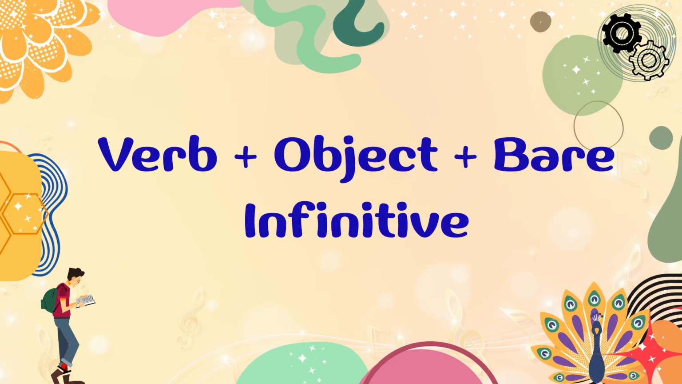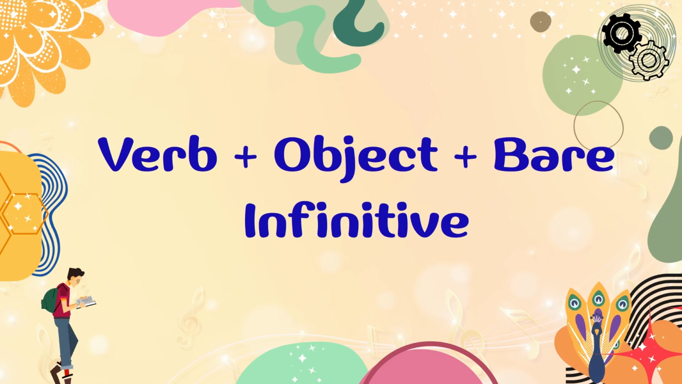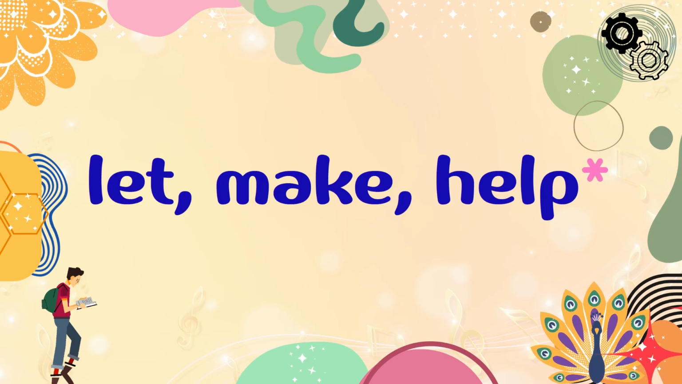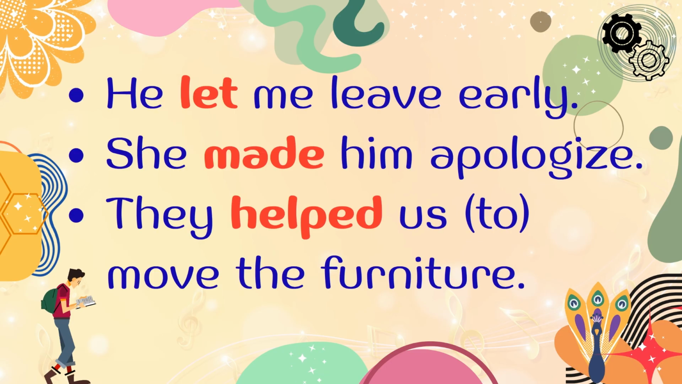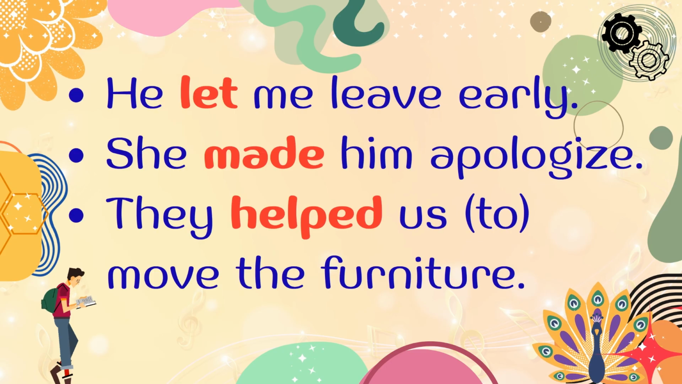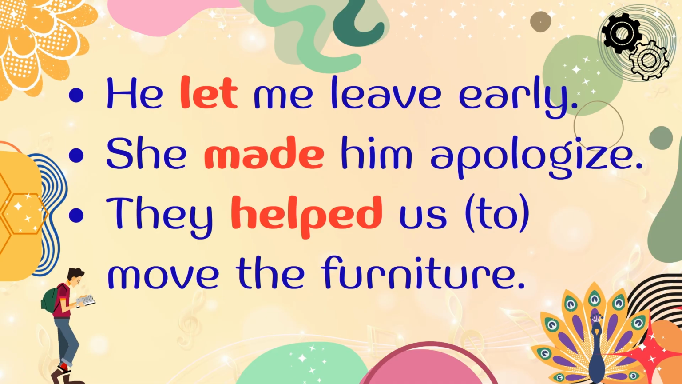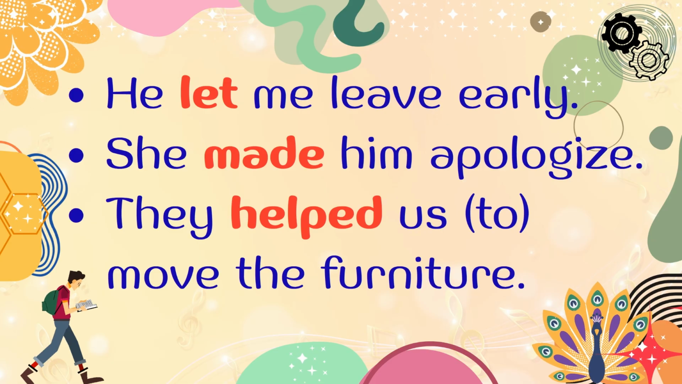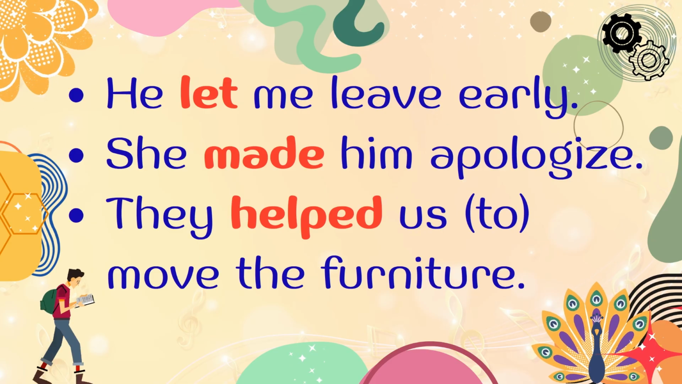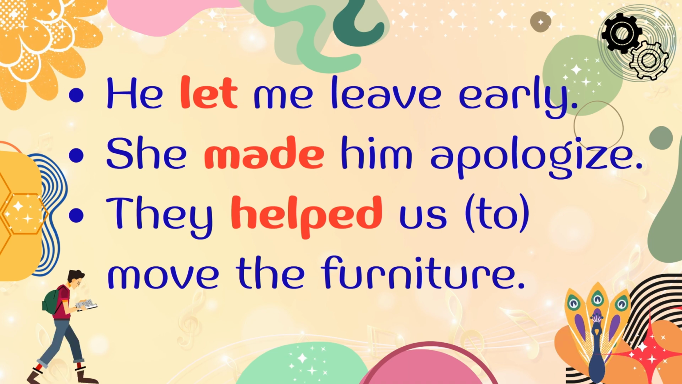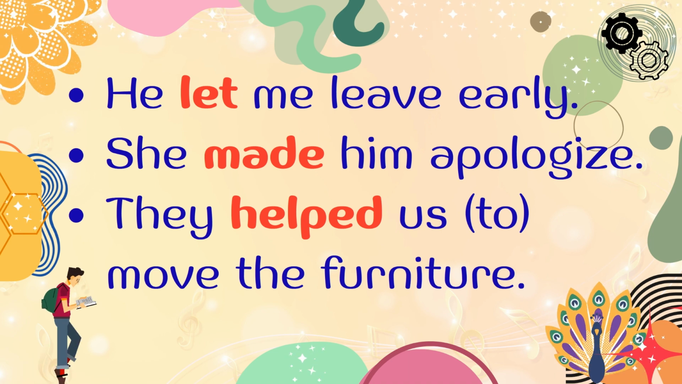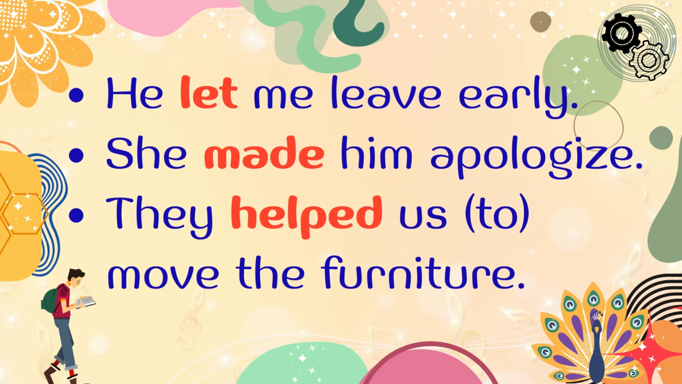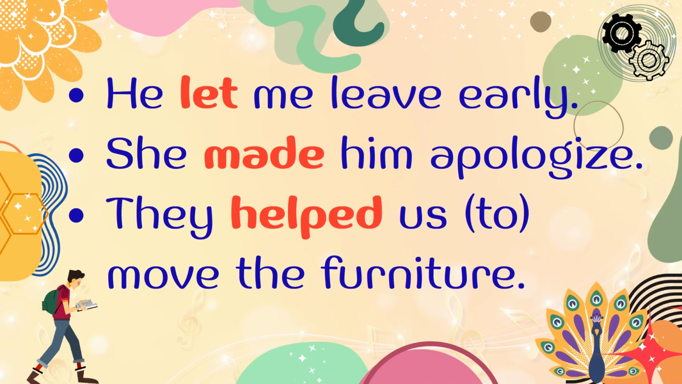And the next structure is verb plus object and a bare infinitive. There are three verbs that take an object followed by the bare infinitive without to, and these verbs are let, make, and help. And the examples are, she let me leave early. He made me apologize. They helped us move the furniture, or they helped us to move the furniture. Note, the verb help can also be followed by to plus infinitive.